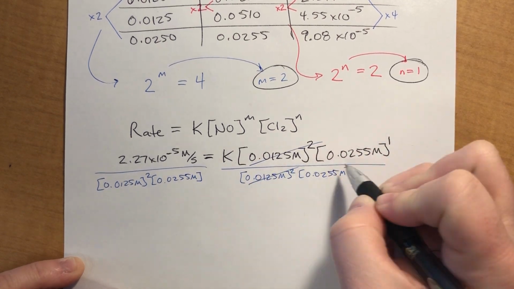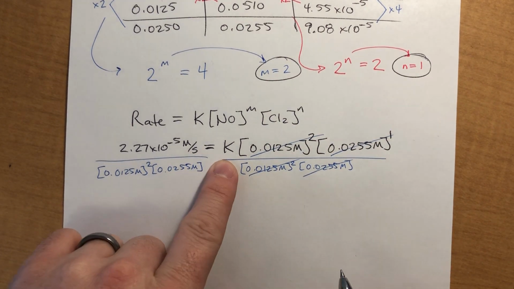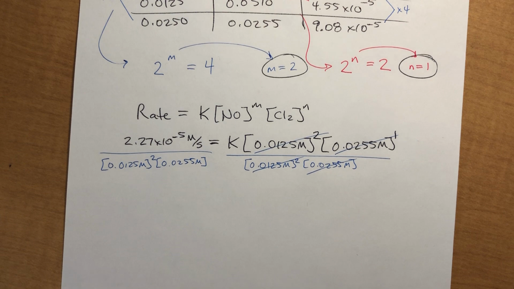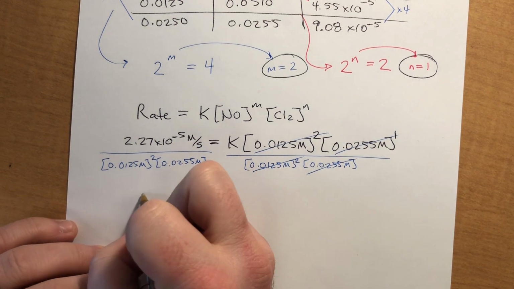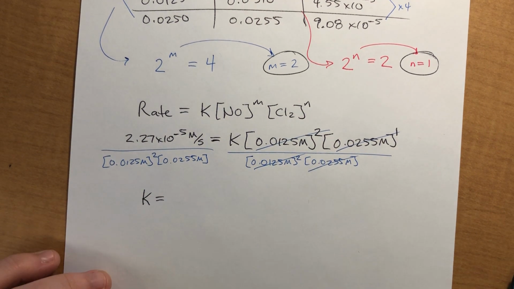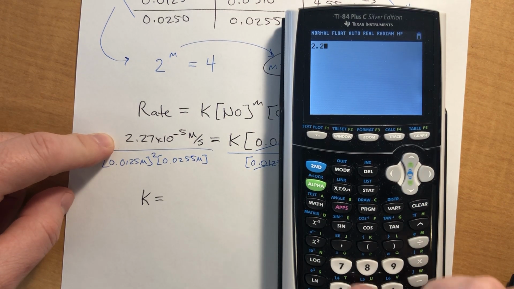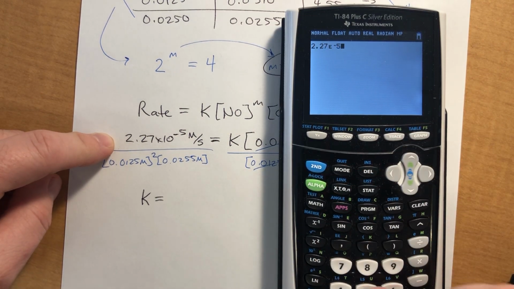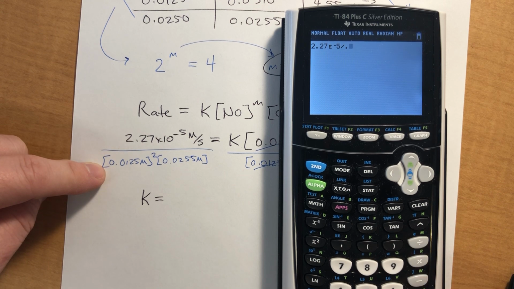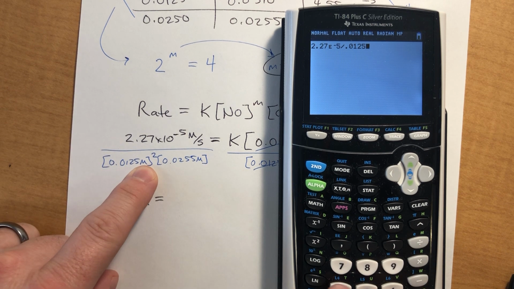So on this side, that's going to cancel out, and that's going to cancel out. So k is equal to all of this jargon. Okay, so if you plug everything in, we would take 2.27 e to the negative fifth divided by 0.0125 squared. You took the time to solve for the exponent, don't forget to plug it in.